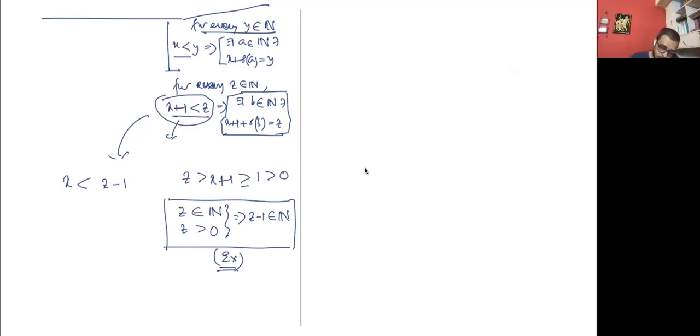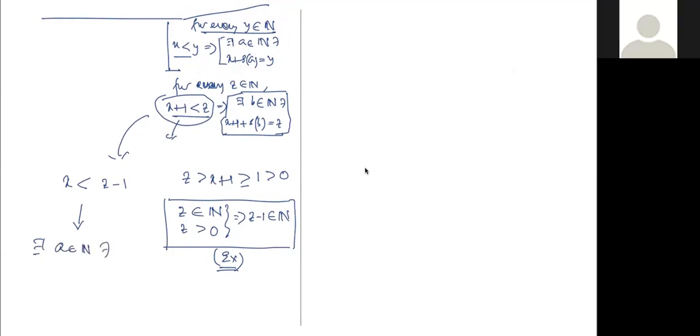Okay, so let's go ahead, assuming this now. Yeah. So then, since the above for z minus 1 is true, there exists A in N such that x plus S of A is equal to z minus 1. Right. So now we are going to use this, which we know, where y is z minus 1. So what we are going to get from this statement is that there is an A belonging to N such that x plus S of A is z minus 1.